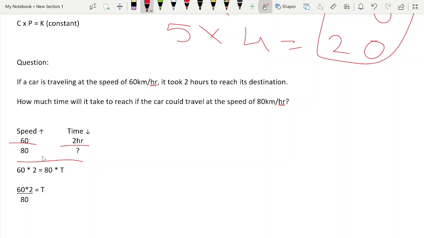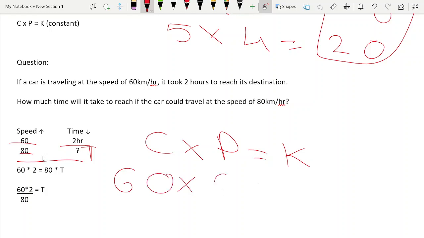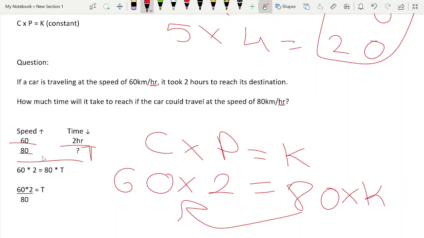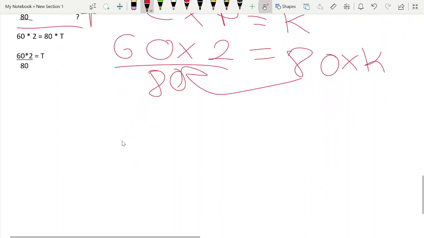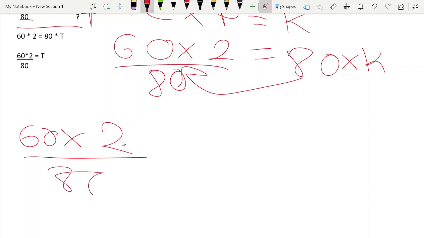The formula we can use here is C times P is equal to K. Now, let's take T as time. 80 times T will also equal K. So meaning 60 times 2 is equal to 80 times T. Now if we want T to be on one side, we need to get rid of the 80. So it's going to come right under here, meaning by 80. So let's simplify this. 60 times 2 by 80 is equal to T.